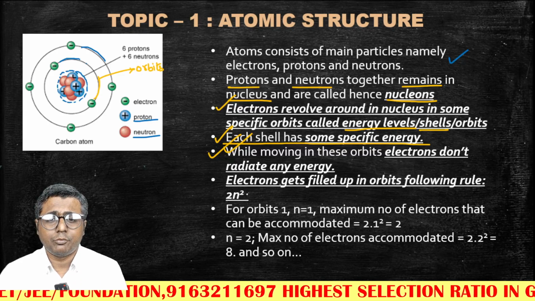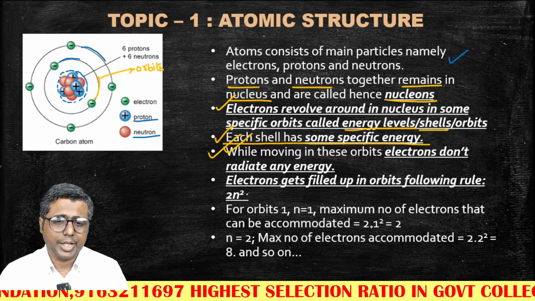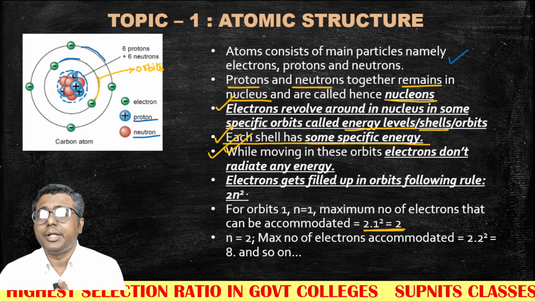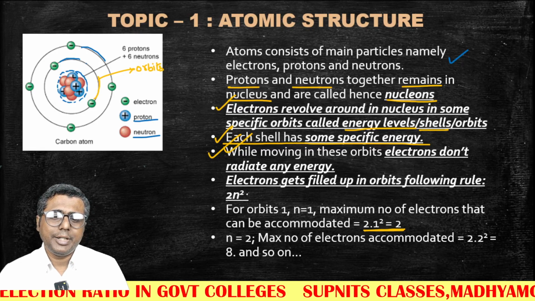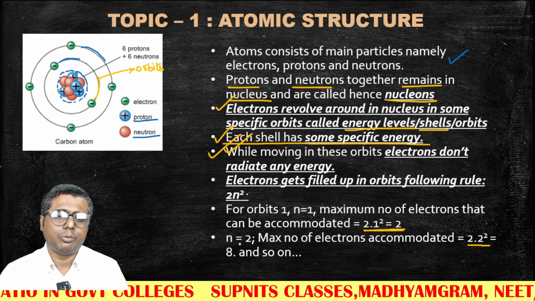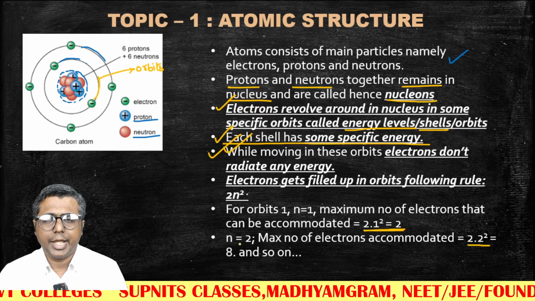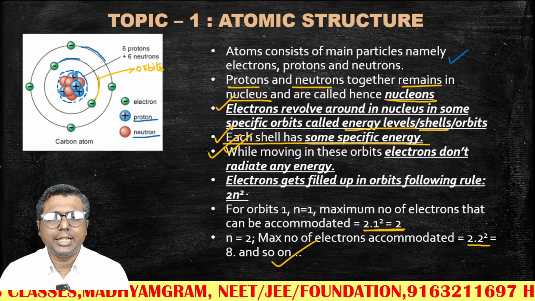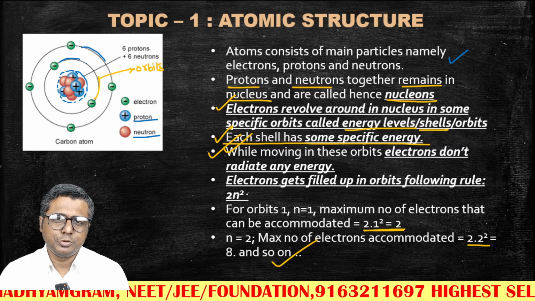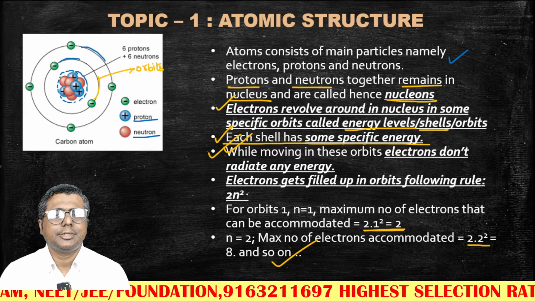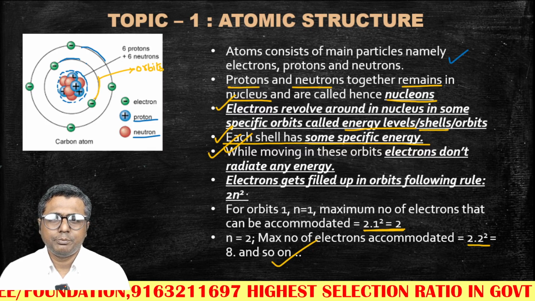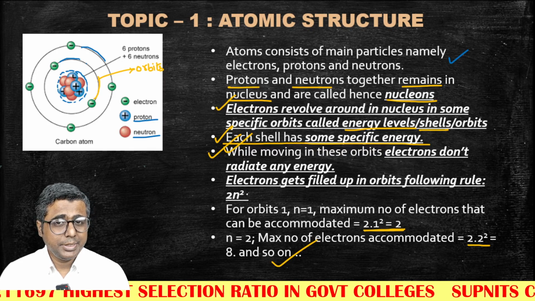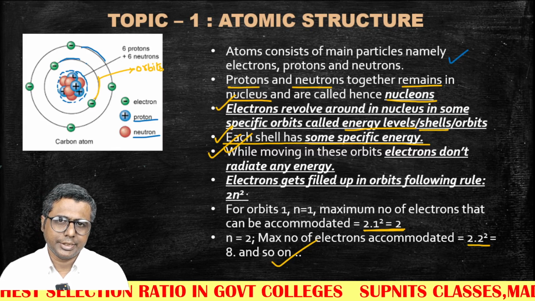So for orbit number 1, it will be 2 into 1 square. So the maximum number of electrons that can be accommodated in orbit number 1 will be 2. In orbit number 2 it will be 2 into 2 square, that is 2 into 4, which gives 8, and so on. These are all basically a revision of class 9th level atomic structure, which we need to do as part of the syllabus in this radioactivity. I hope this part is clear and we can move on to the next slide. Please write this down. You may pause the video and write this down along with me.